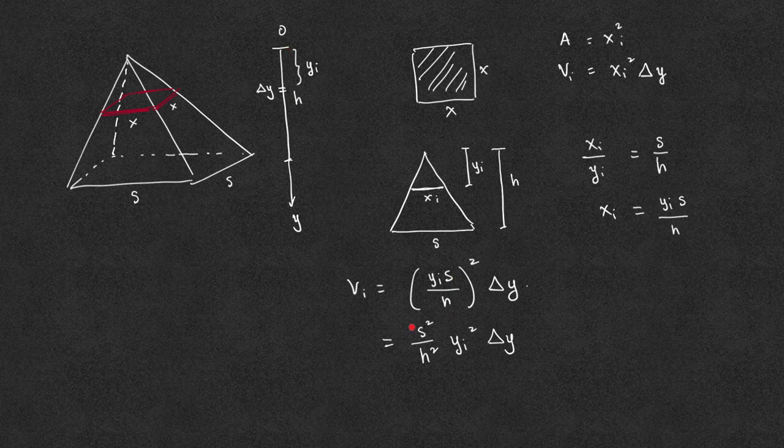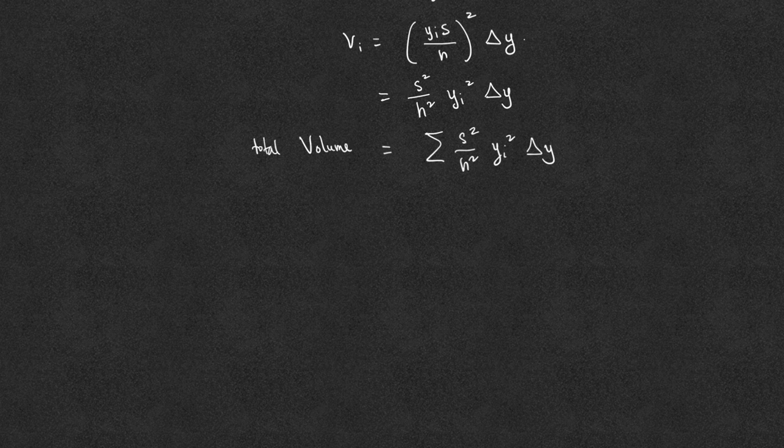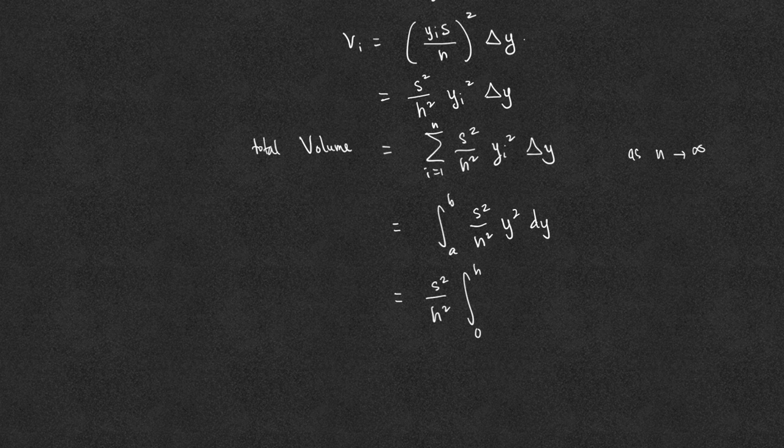Simplifying this, we have s squared over h squared times y sub i squared delta y. As n goes to infinity, we obtain the definite integral from a to b of s squared over h squared times y squared dy, where s and h are fixed, so we can bring s squared over h squared to the front of the definite integral. The lower limit of integration is 0 and the upper limit is h because the slices lie between y equals 0 and y equals h. The integrand is y squared dy.